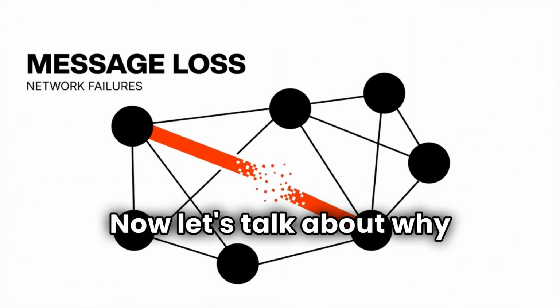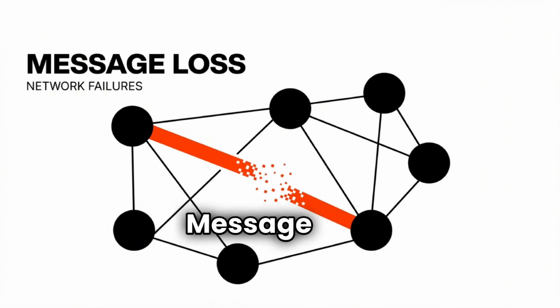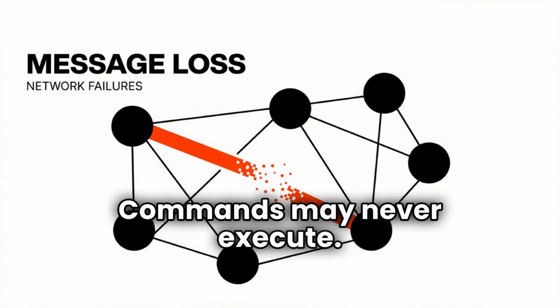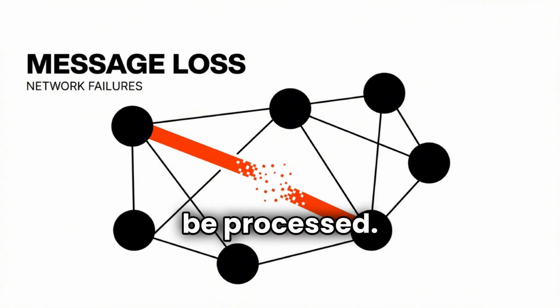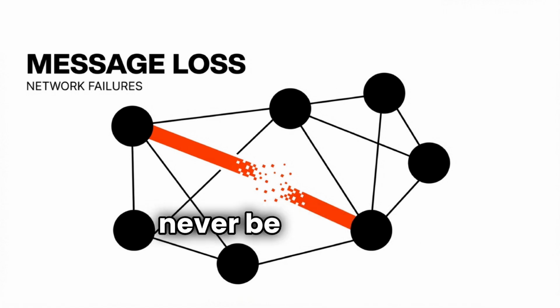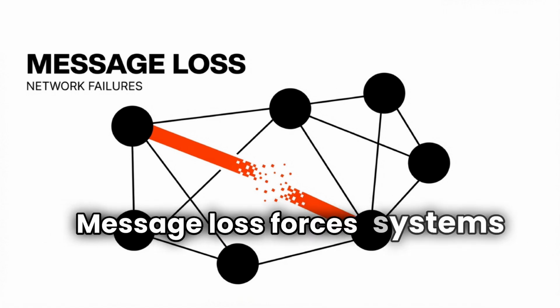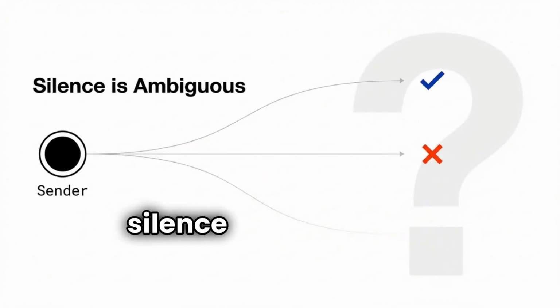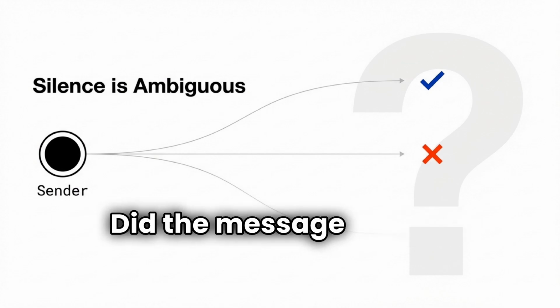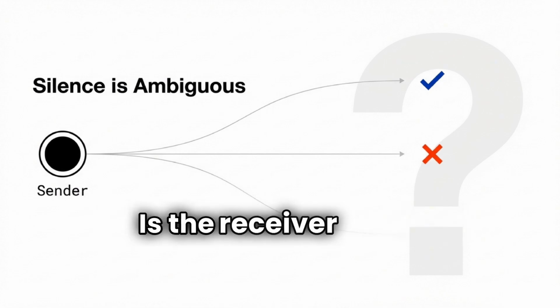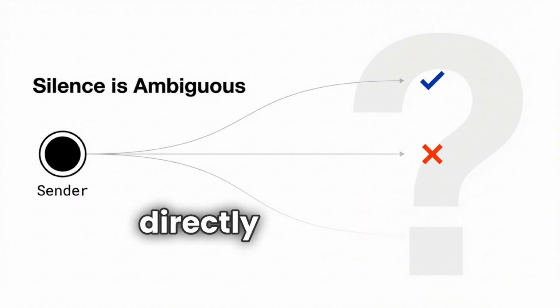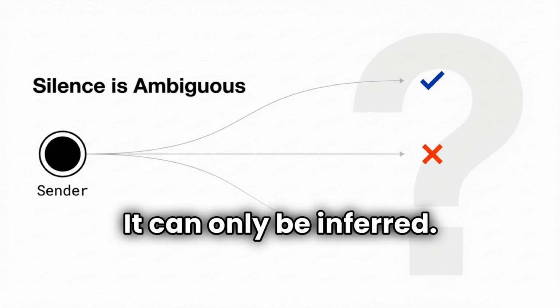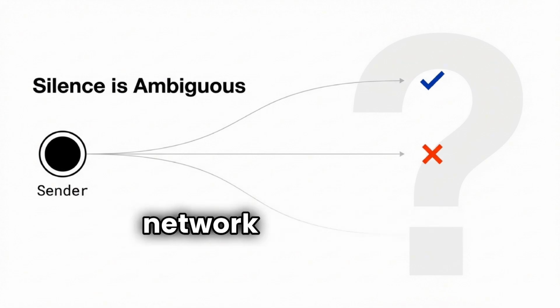Now let's talk about why message loss matters. Message loss breaks assumptions. If a system assumes delivery, loss causes failure. Commands may never execute. Requests may never be processed. State updates may never be applied. Message loss forces systems to confront uncertainty. In unreliable networks, silence is ambiguous. Did the message arrive? Was it lost? Is the receiver slow? Message loss cannot be directly observed. It can only be inferred. This ambiguity shapes network behavior.